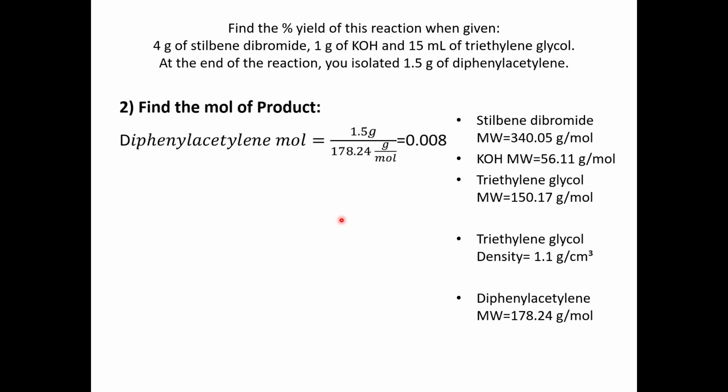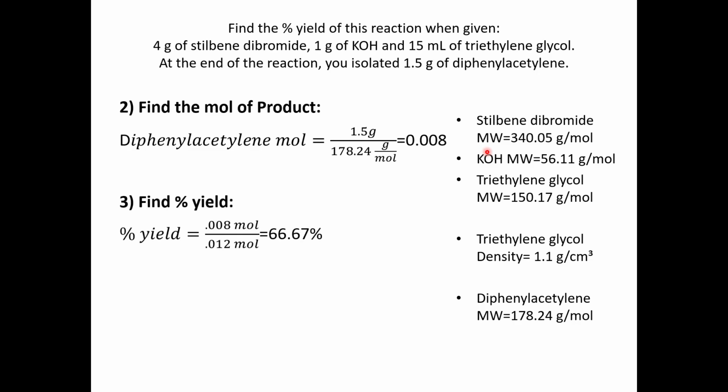The next step we need to do is find the amount of moles that we form in our product. Same thing as in the previous steps. Diphenylacetylene, we know that we isolated 1.5 grams. We divide that by its molecular weight, 178.24, and we get 0.008 moles of diphenylacetylene.